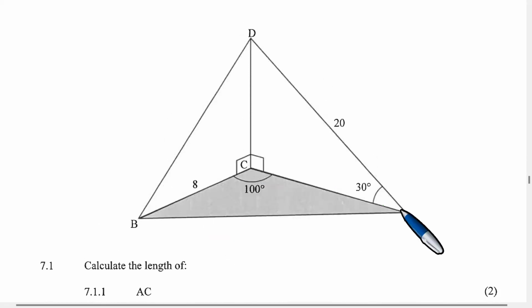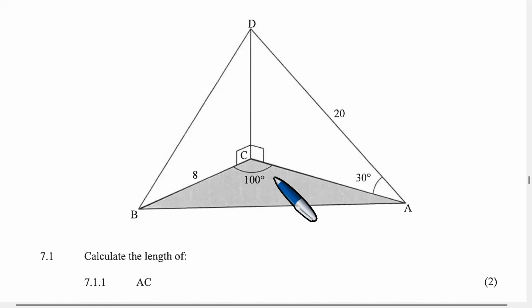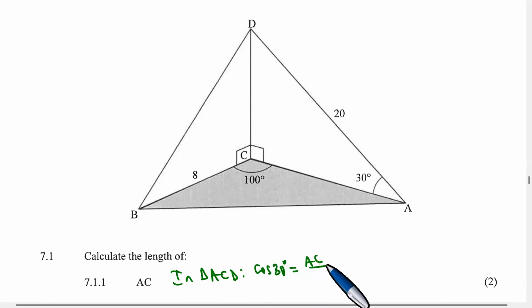Right, here is A and here is C. We need the length of this. What is the length of this? That is obvious. So to find the length there, we're going to say in triangle ACD, AC is the adjacent over the hypotenuse, so we're going to use cosine. Cosine of 30 degrees is adjacent, which is AC, over hypotenuse 20. Which means AC is 20 cosine 30 degrees.